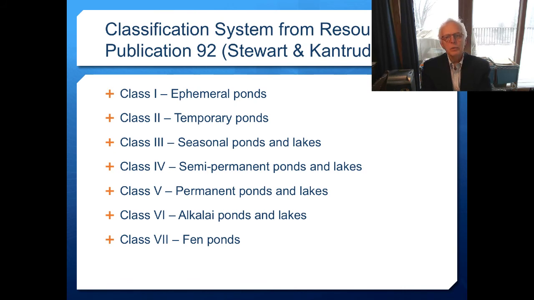The Stewart and Kantrud system is summarized in Resource Publication 92. It identifies 7 different types, as I said before, and they would be ephemeral ponds, temporary ponds, seasonal ponds and lakes. Here we have lakes being classified essentially as a wetland system, semi-permanent ponds and lakes, permanent ponds and lakes, alkali ponds and lakes, and again, alkali meaning that there's a lot of evaporation, and fen ponds, and we know what those are. Those would be where groundwater is pretty dominant.